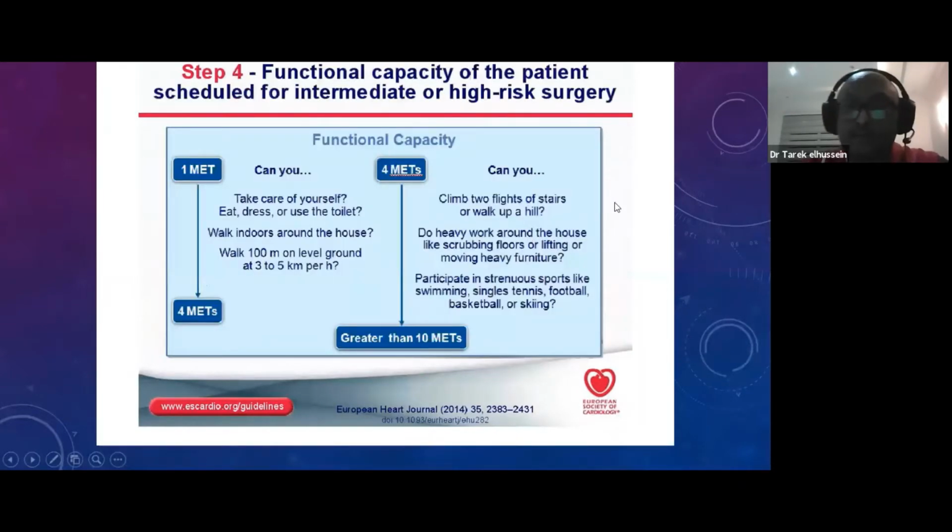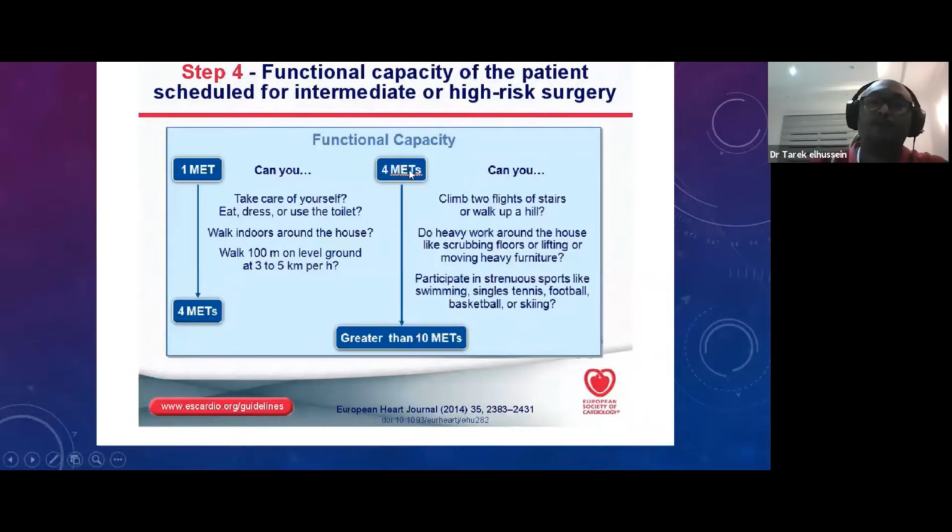So in the next step, we assess what we call the functional class. And functional class is a very important parameter that you need to look at. Remember, the magic number for the functional class is 4 METs. So anything below 4 METs is considered poor functional class. Those with more than 4 are considered in general good, 4 to 7 in general. Those who have greater than 10 METs are considered having excellent functional class.